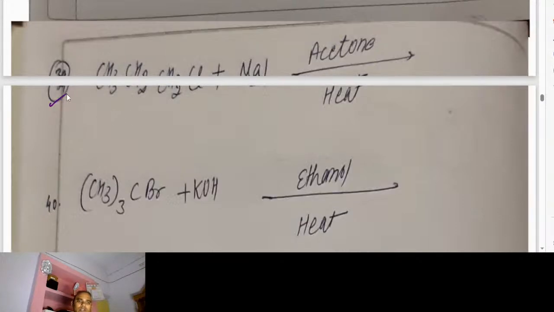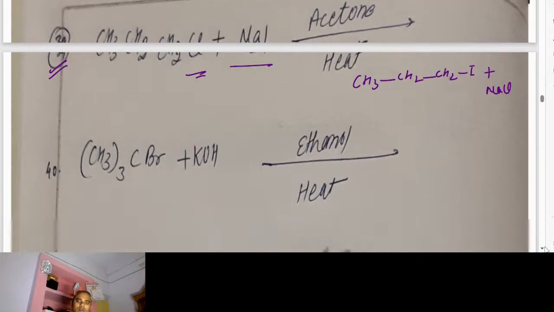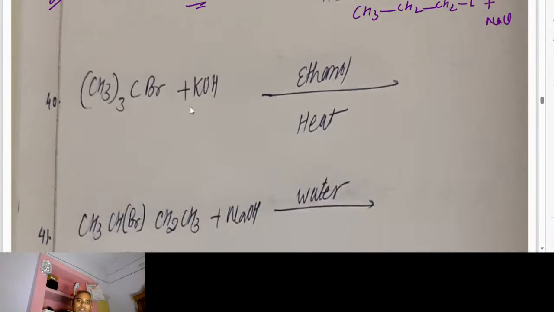What is the question here? Question 39: NaI is there, and Cl. So this is again the Finkelstein reaction. So CH3CH2I plus NaCl, student. Next one is ethanol, alcoholic KOH is there. So it will give an elimination reaction, student.